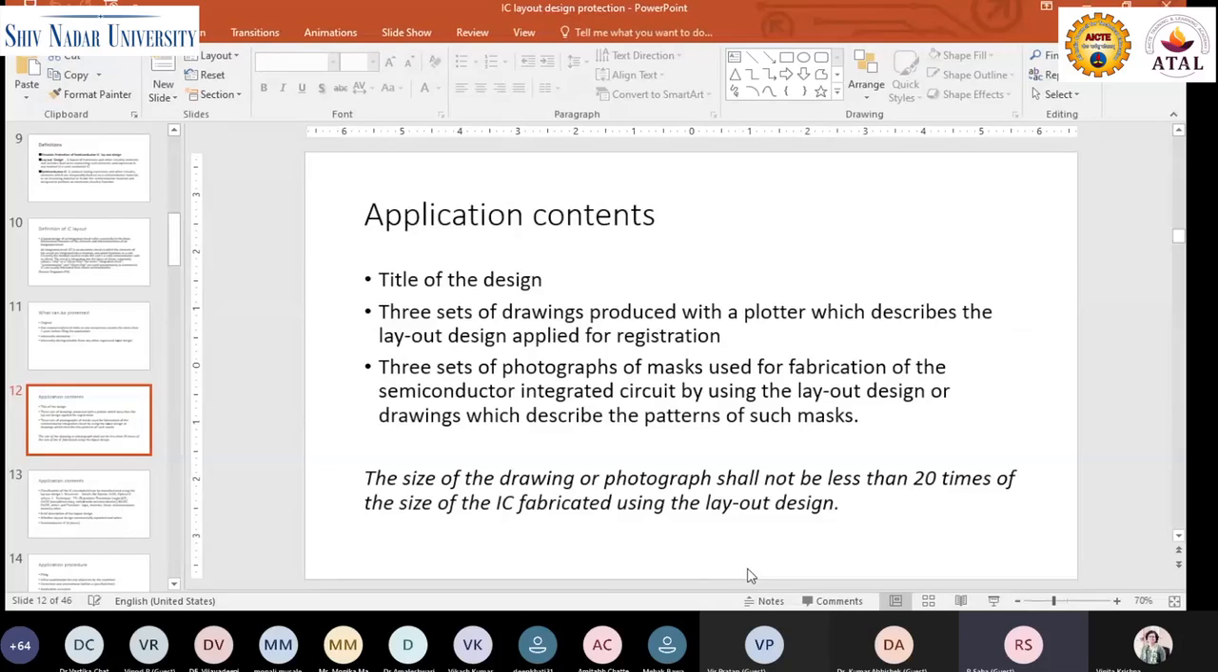As a student or an academician, you may think these are not very important. Yes, from that point of view, it's not important. But if you don't meet this requirement, then the patent office or the registry for IC layout design is going to turn down your application. So in order to save time, it's better to follow all the procedures.